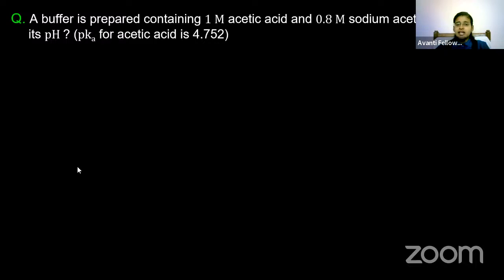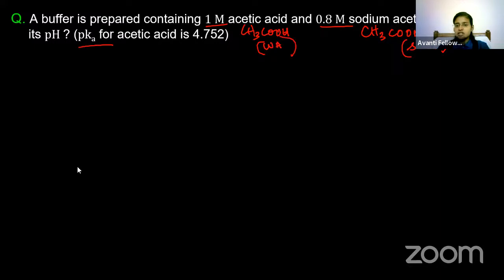A buffer is prepared containing 1 molar acetic acid and 0.8 molar sodium acetate. What is its pH? The pKa for acetic acid is 4.752. So how to approach this? Acetic acid concentration is given, and sodium acetate concentration is also given. CH3COOH concentration is given and CH3COO minus concentration is given. This is the salt and this is the weak acid. Got it? What is its pH?